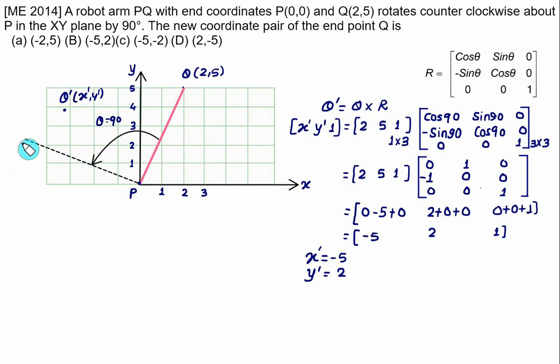So we can locate this final point exactly now. This one is Q prime, its x distance is minus 5, we have 1, 2, 3, 4, 5. So this one is minus 5, and y is equal to 2. It has a coordinate of (minus 5, 2). So this one is the rotation of the arm PQ in an anticlockwise sense by 90 degrees.